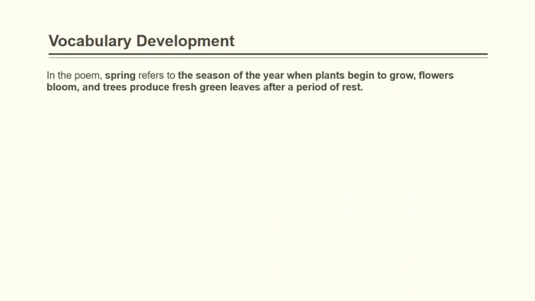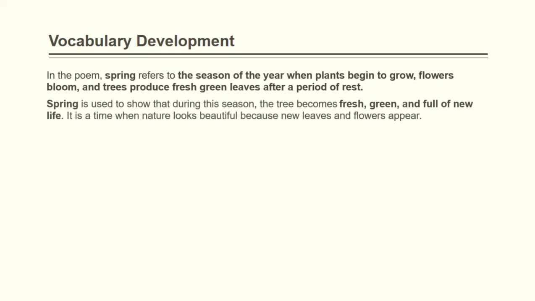In the poem, we came across this word spring, and it refers to the season of the year where plants begin to grow and flowers bloom and trees produce fresh green leaves after a long period of rest. So spring is used to show that during this season, the tree becomes fresh, green, and full of new life. It is a time where nature looks beautiful because new leaves and flowers appear.